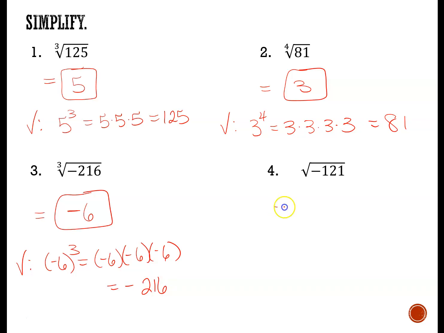Number 4, we've got a square root this time with a negative underneath. Now we know we can't square a number and get a negative, so this is where the I comes in. We're still going to square root the 121, which is 11, and the negative turns into the I. So that answer would just be 11I.